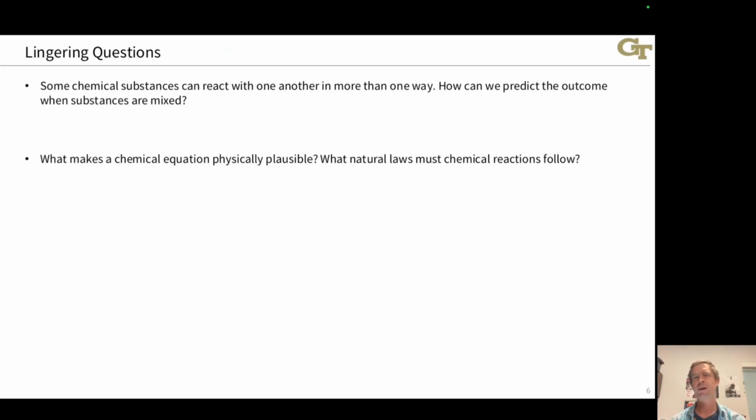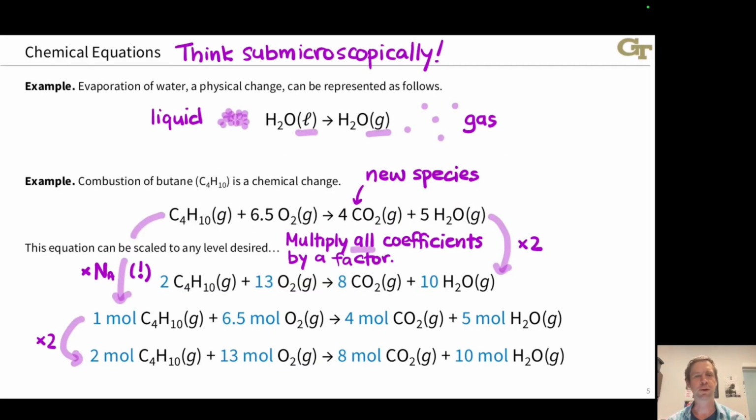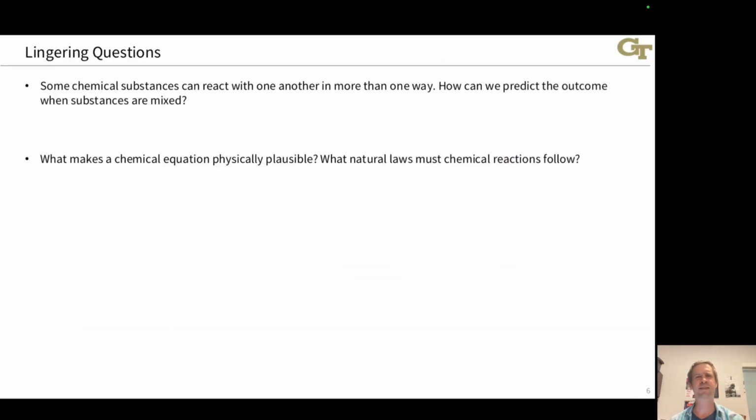A couple of lingering questions about chemical equations. So far, we've just been provided with chemical equations. For example, I just told you that when butane and oxygen come into contact and there's a spark, the products are carbon dioxide and water. But is there a way to predict that, especially in cases in which we can envision the substances reacting with each other in more than one way? How can we predict the outcome?